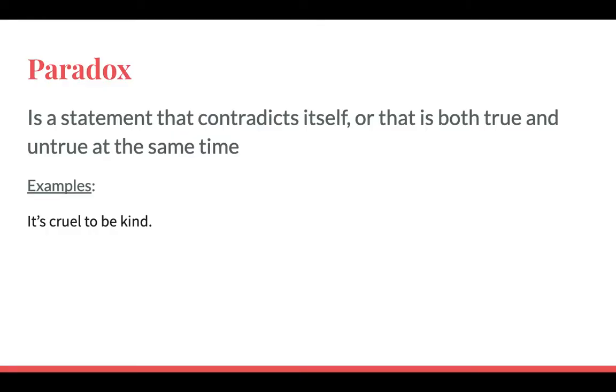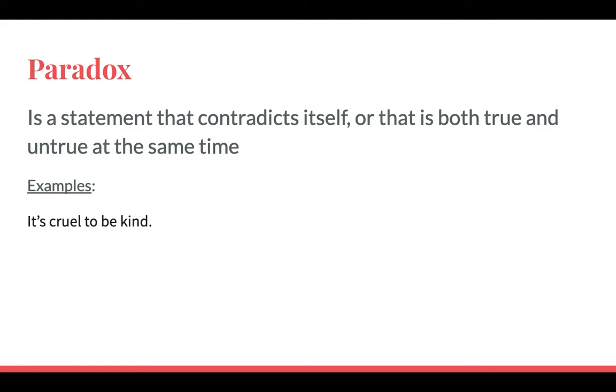Our first literary device that we need to understand is paradox. In the box that says, "What is a paradox?" fill in the blanks. It is a statement that contradicts itself, or that is both true and untrue at the same time. An example of that is, it's cruel to be kind. Cruel means evil, and kind means nice. Those two ideas are opposite, so they contradict themselves and seem untrue. However, it could be true. If you told someone the truth, but the truth was hurtful, you could be kind by being honest, yet cruel by hurting their feelings.